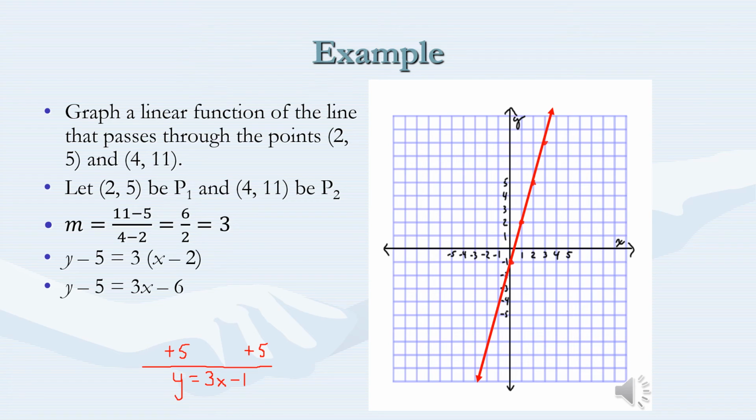and I label my function on the graph. I always label it with my original function, not the one that I created in the slope-intercept form. So in this case, I want to label it as y minus 5 equals 3 times the quantity x minus 2.